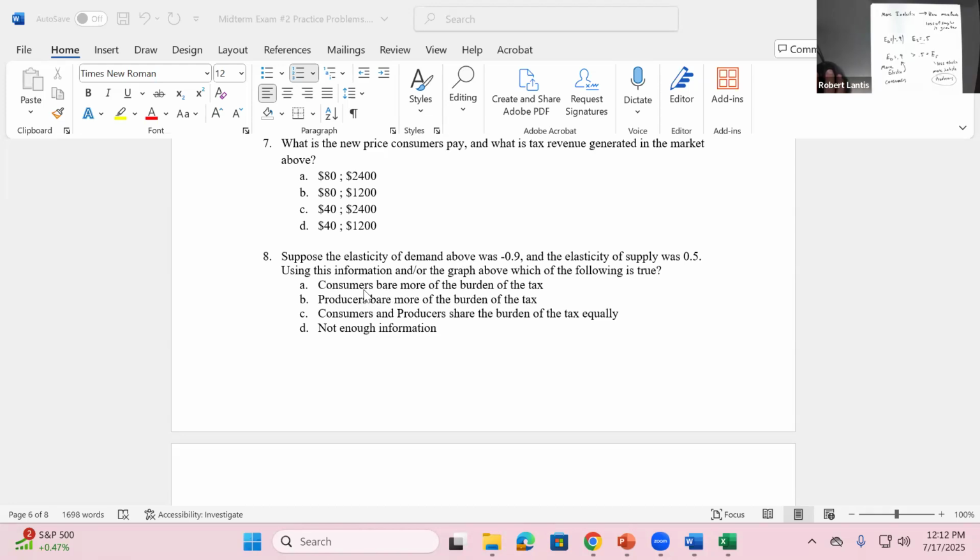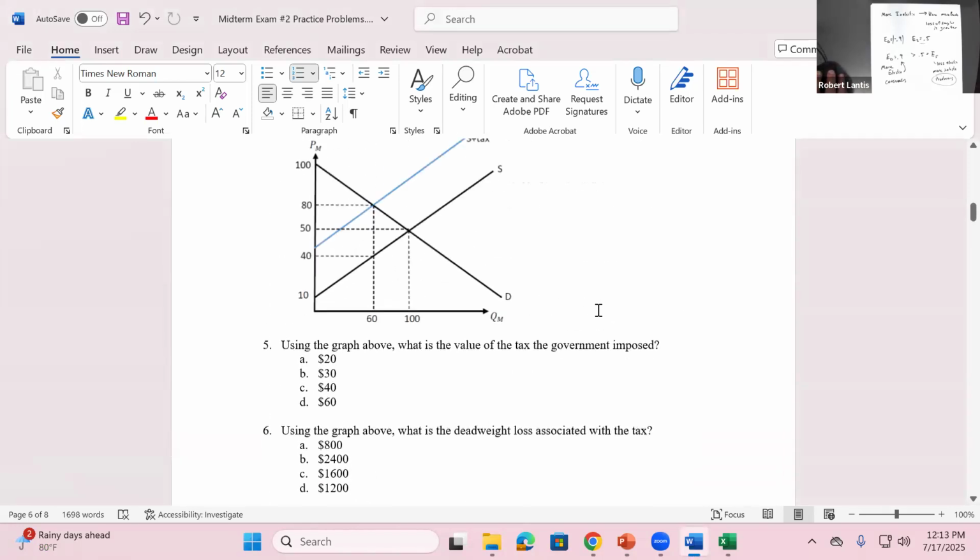So I know that it's going to be one of these first two because those aren't the same value. This represents being more, even though both supply and demand here have an elasticity less than 1. They are both inelastic, but who bears more of the burden is going to be whoever is more inelastic. In this case, supply, so producers are going to bear more of the burden of that tax. Okay.